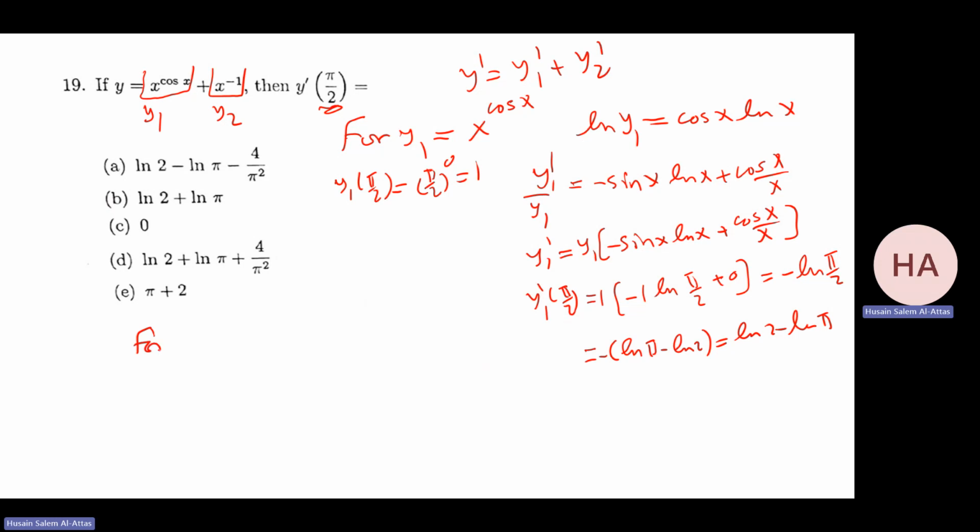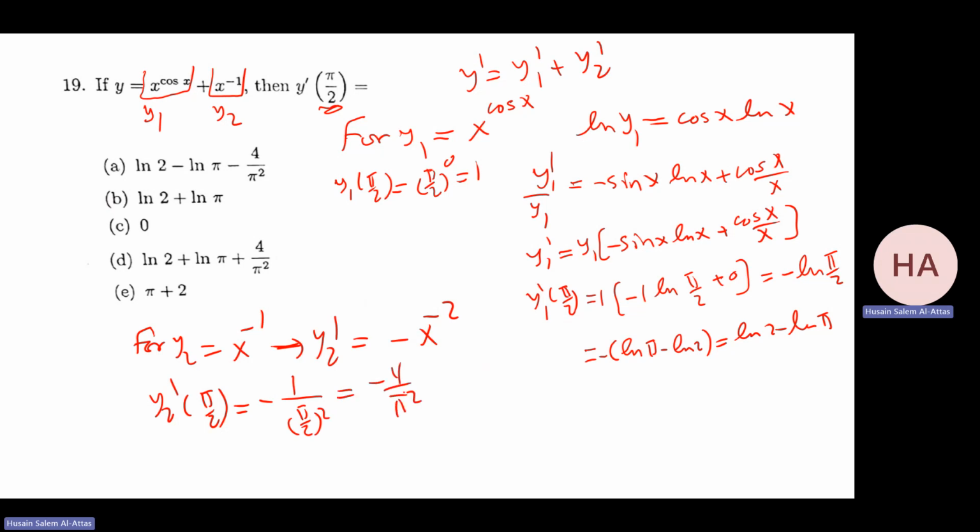Now for y2, which is x to the power minus 1, y2 prime will be what? Minus x to the minus 2. y2 prime at pi over 2 will be minus 1 over (pi over 2) squared. In other words, minus 4 over pi squared. So y prime at pi over 2 would be y1 prime at pi over 2 plus y2 prime at pi over 2. That will be ln 2 minus ln pi minus 4 over pi squared, which is this.